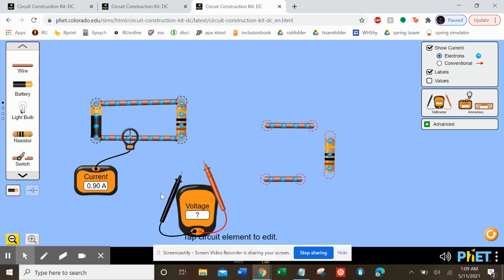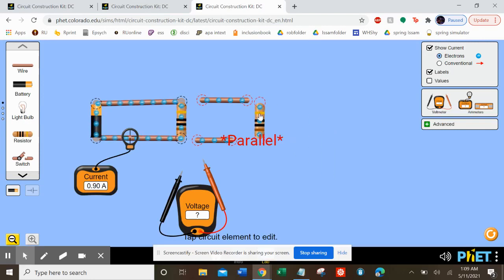I want you right now to think, if I add another resistor to this circuit, but I add it in like this, do you think my current is going to go up? Do you think it's going to stay the same? Or do you think it's going to go down like it did when I added a resistor in series? What do you think?